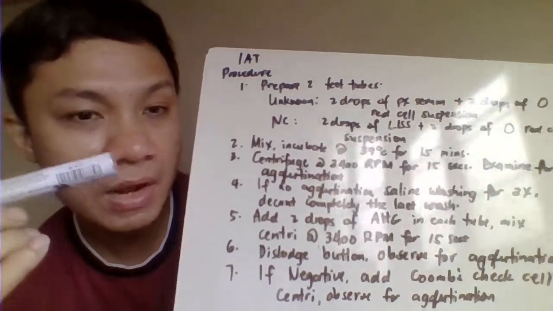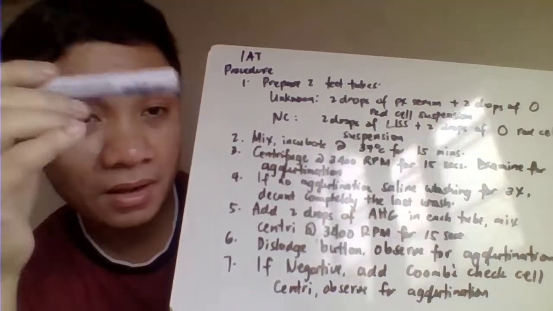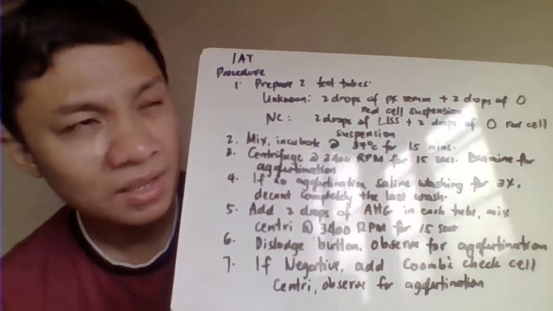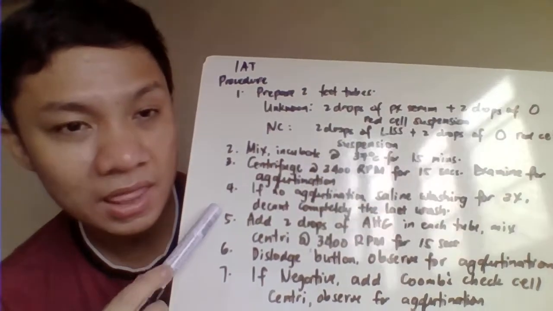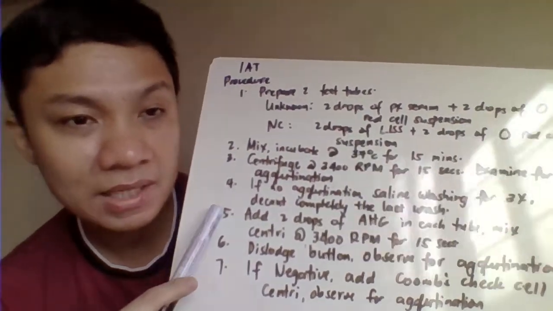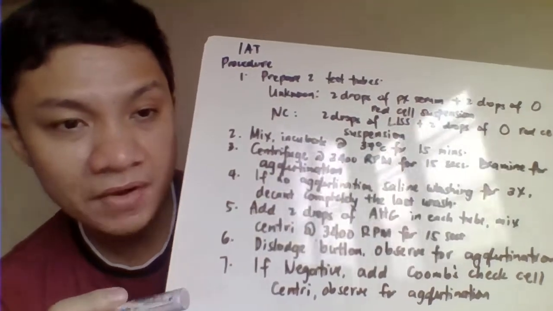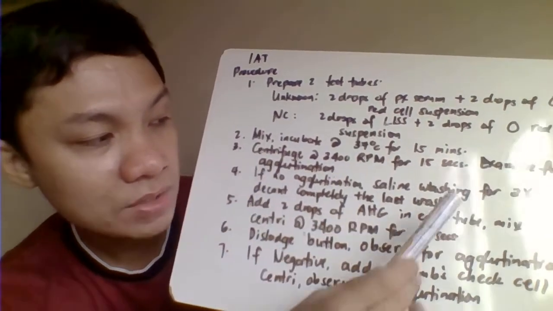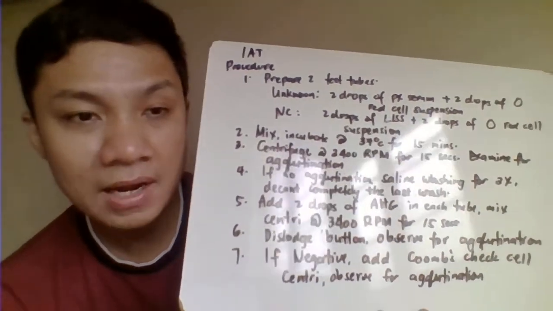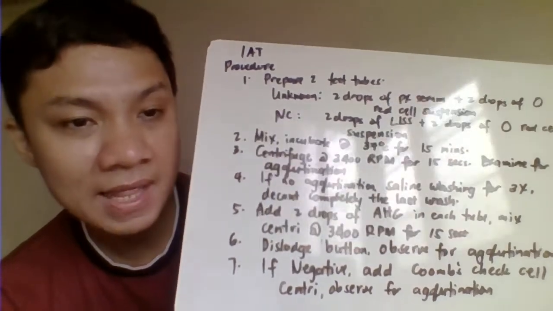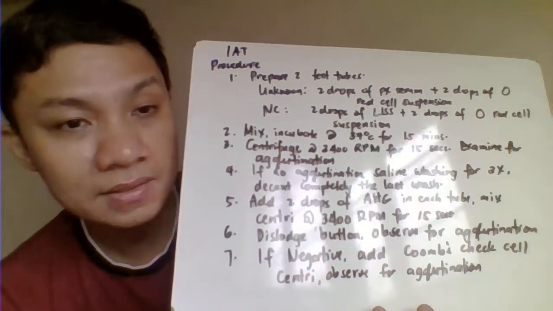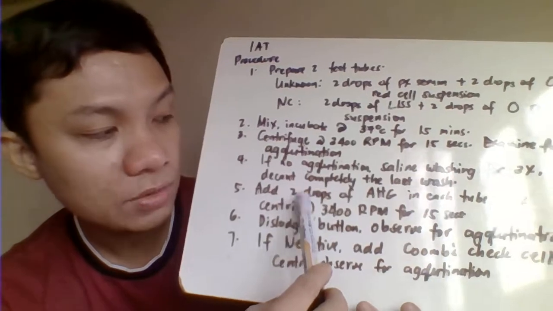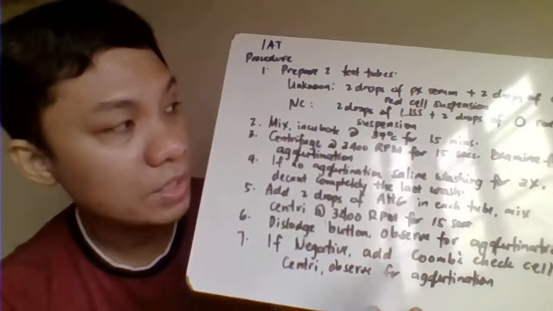So pag wala kang agglutination reaction, you proceed. Pero pag may agglutination reaction na siya, doon pa lang. But most likely kasi hindi siya magkakaroon ng agglutination reaction on that, because again, this is an IgG antibody. It could not detect a positive reaction with just an immediate spin. Okay, then after that one, you try to perform here saline washing for 3 times. And make sure ang last wash natin always na i-decant natin completely. Wala masyadong natitirang NSS sa ating supernatant.